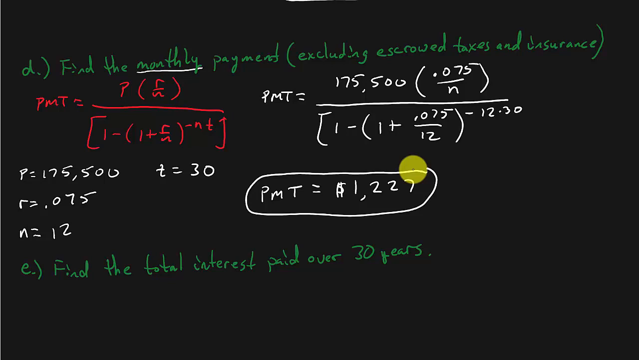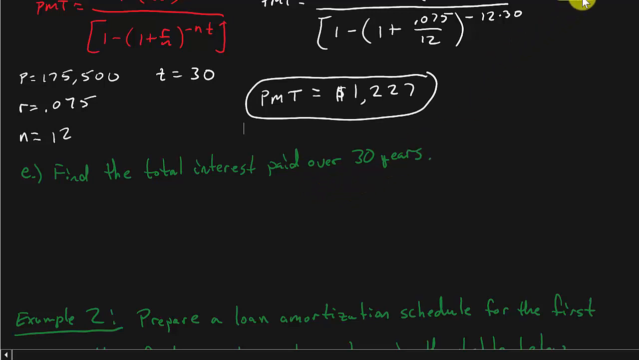All right. Now what they want us to do is find the total interest paid over 30 years. So first we've got to actually see how much we are paying. Well, we're paying this amount every month. So the total that we're paying for the entire 30 years, we're paying the $1,227 every month, so times 12. That tells us how much we're paying in a year, and it's for 30 years, so we've got to multiply that times 30.